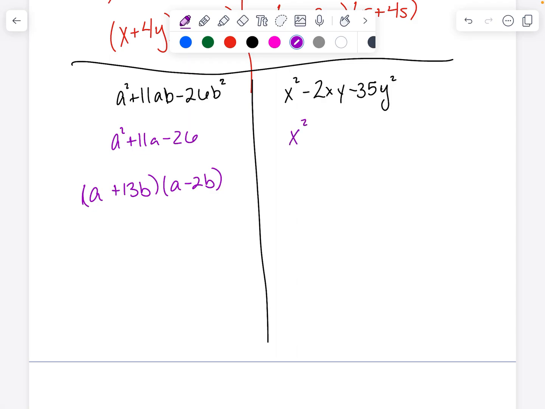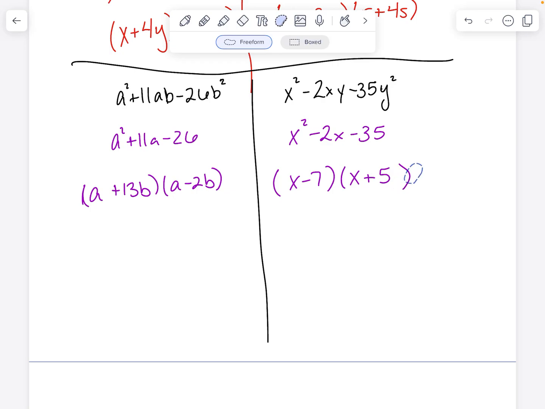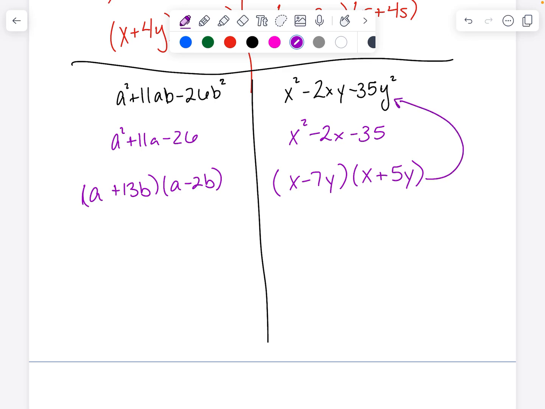And then if I were to think of this without the y's, x squared minus 2x minus 35. I know 35 is 7 and 5, so x minus 7 and x plus 5 should do the trick. But then again, I have to make sure I get those y's in there. So put a y at the end of each term. And if you were to check your work and multiply those out, you would see that that would get you back to the original problem every time.